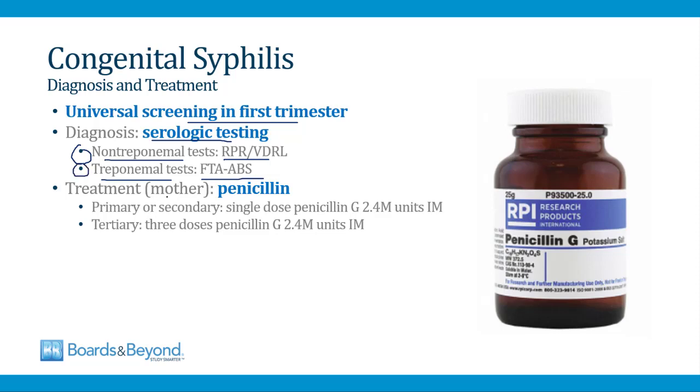The treatment in the mother, if she develops clinical evidence of syphilis in pregnancy, is with penicillin. For primary or secondary syphilis, the treatment is a single dose of penicillin G, 2.4 million units, as an intramuscular injection. For tertiary syphilis, the treatment is 3 doses of penicillin G.